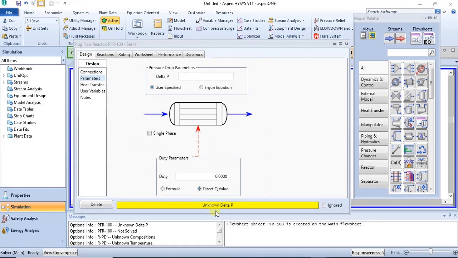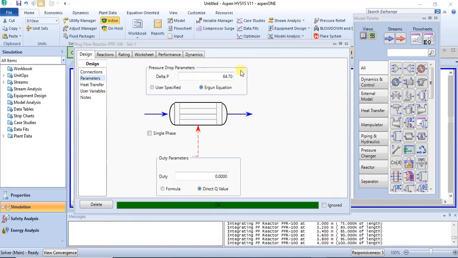Now it says unknown delta P, right? Unknown delta P. So delta P has to do with either you specifying it yourself or allowing the software to calculate it using the Ergun equation, right? But in this case, I would use the Ergun equation to solve this particular problem. So I will just click on it. If you want it to calculate it by itself, you click on Ergun equation. But if you want to specify your delta P yourself, you can specify it by typing a value here, right? So I just click on this and it solves the model.